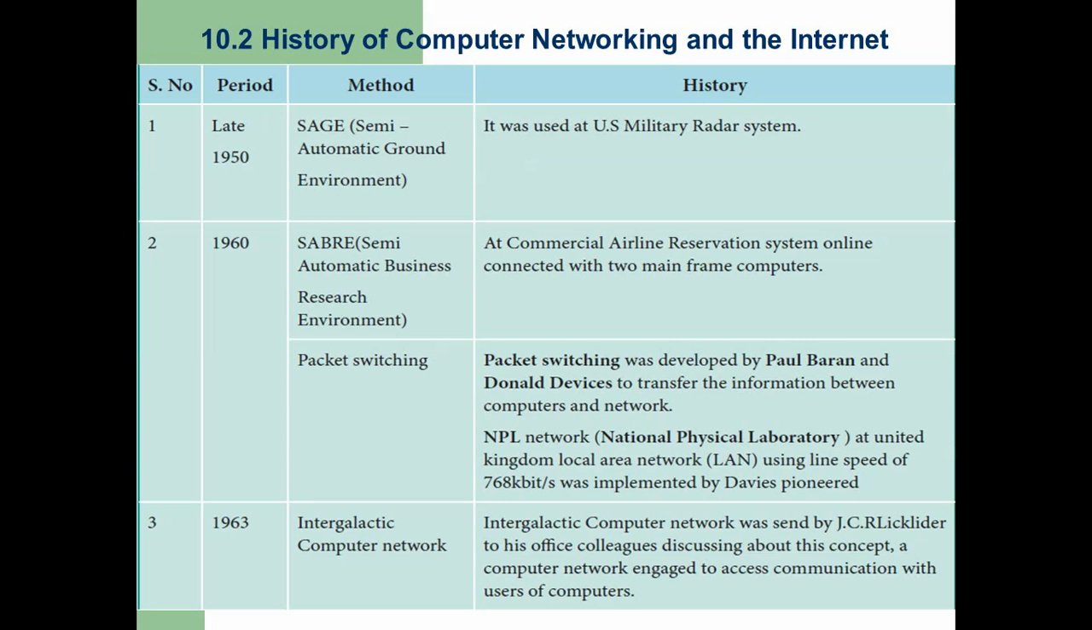So next, we are going to see the next topic, history of computer networking. The history starts in the late 1950s when SAGE, semi-automatic ground environment method, was used for computer networking. This semi-automatic ground environment network was used for the United States of America military radar system. This is the first time computers were connected for some purpose. After that, in 1960, SABRE, semi-automatic business research environment method, was used.